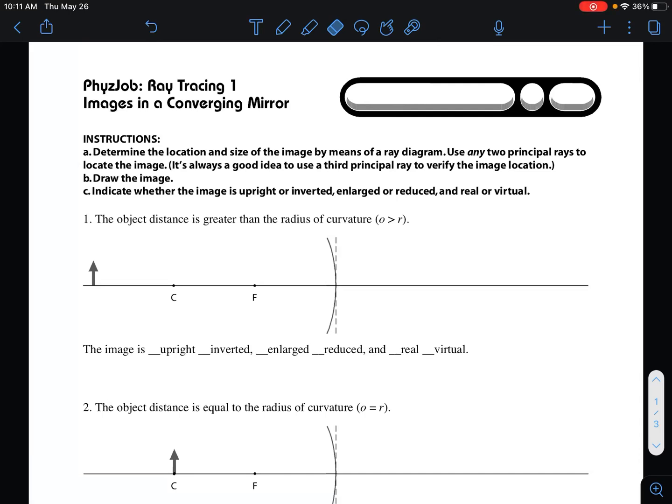All right, we're going to practice finding an image in a concave mirror. And if we find the image, it'll help us then describe the image. Where is it at? What does it look like? So these are called ray diagrams, all right, or ray tracings.